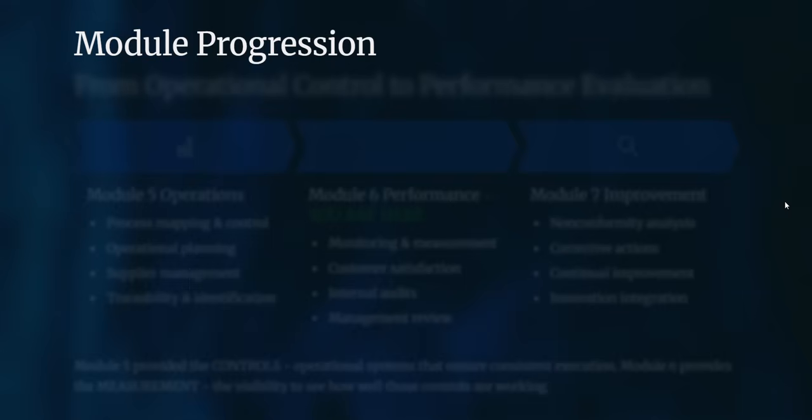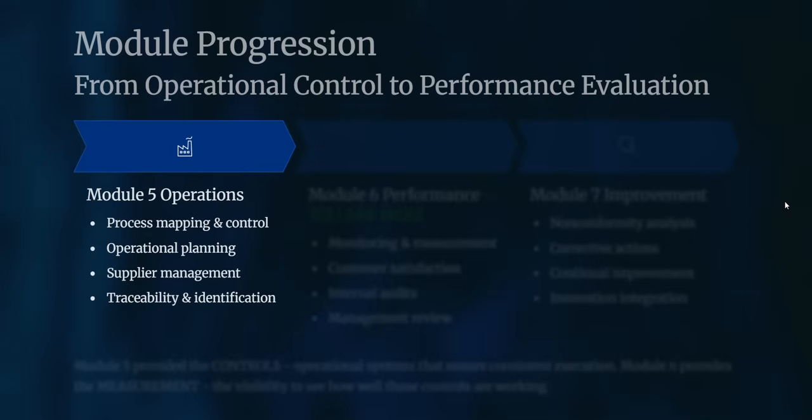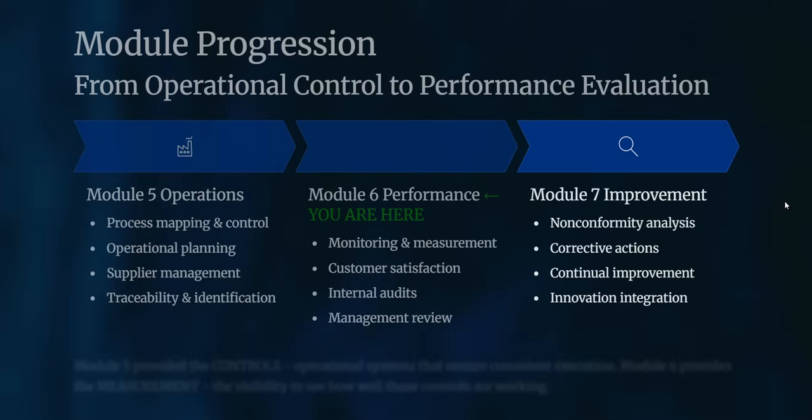Module progression from operations control to performance evaluation today. In Module 5, operations, we have covered process mapping and control, operational planning, suppliers management, and traceability and identification. Today in Module 6 Performance, we will cover monitoring and measurement, customer satisfaction, internal audits, and management review. And then in Module 7 Improvement, we will cover nonconformity analysis, corrective actions, continuous improvement, and innovation integration.